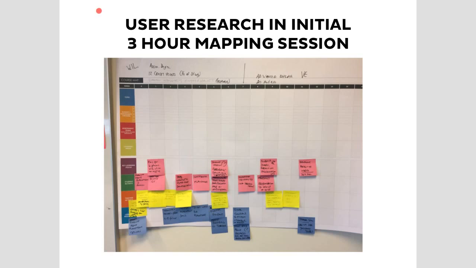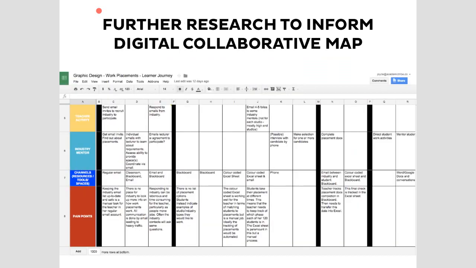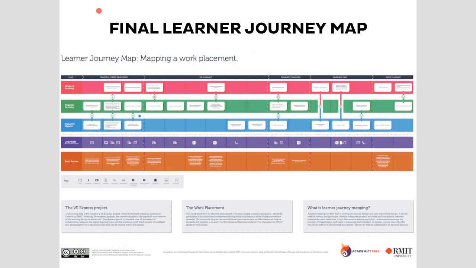So what we did is we did this in a 3-hour mapping session, mapped out all of the touch points and all of the actions that people were taking. And then we moved it all into a shared spreadsheet and started to work on it a little bit more. And already we were finding that we were adding things, that we were getting more specific about things.